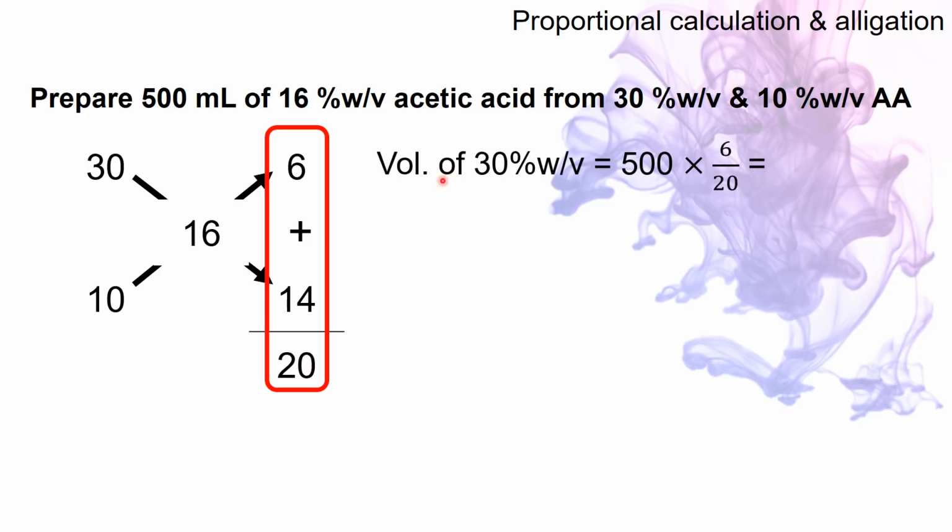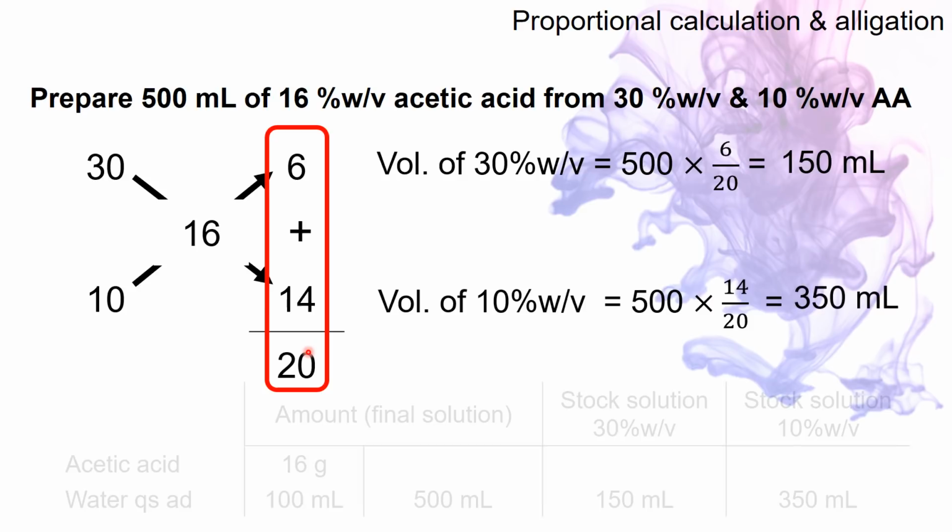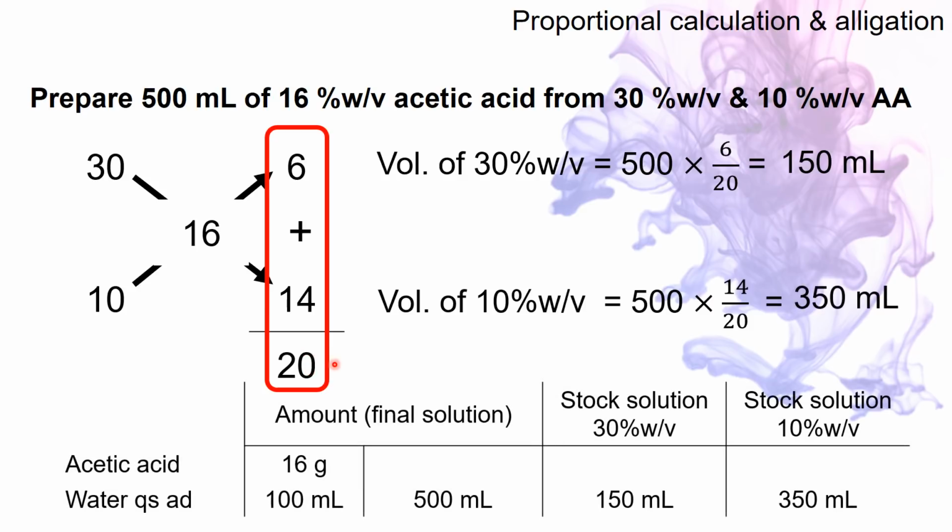To calculate the volume you need from the 30% acetic acid, you take the ratio of the number on the right panel, 6 divided by 20, times the final volume. In this case, you will need 150 ml of 30% acetic acid. The same applies to 10%, where you take the ratio of 14 divided by 20 times the final volume, which is 500, and you will get 350 ml. Let's put them into a table form.